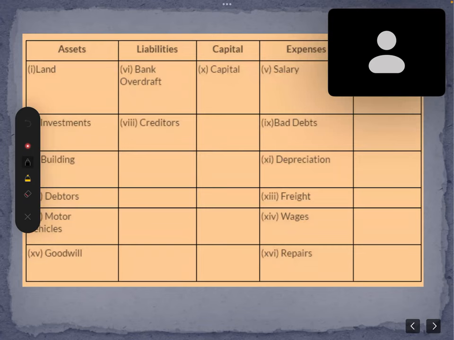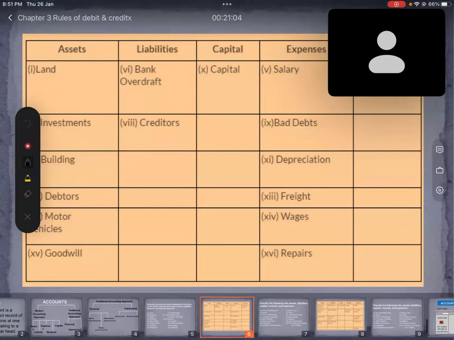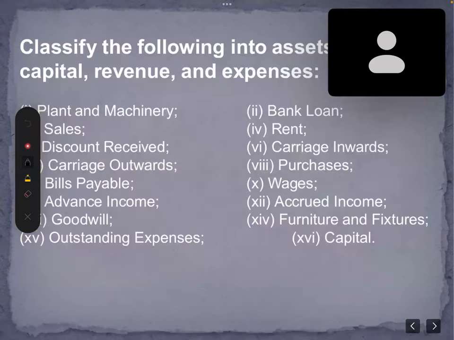So this is how we usually present this in the exam. We basically make different columns for different types of account, and whichever item falls under whichever category of the account, we write that item under that particular head or category. Moving to the next question.